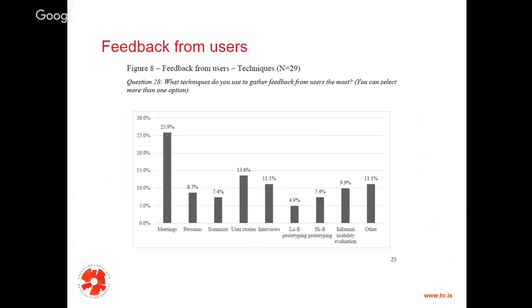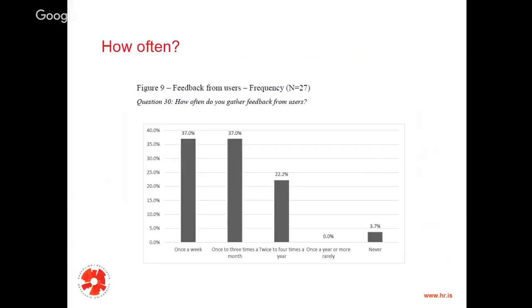Yeah. But low-fi prototypes have really got good ratings in the Swedish software industry, in other studies that I've conducted.